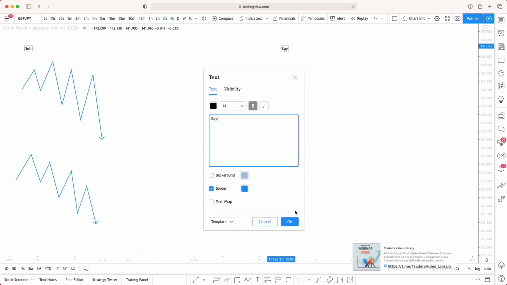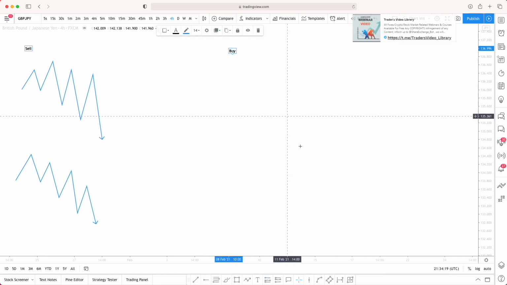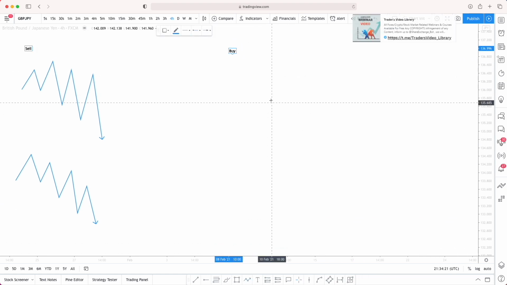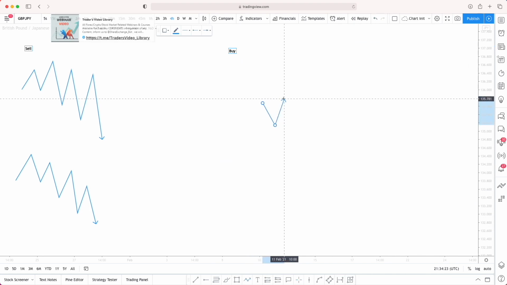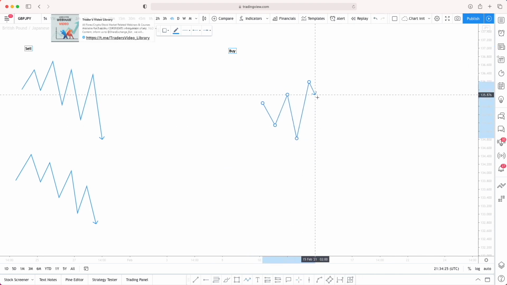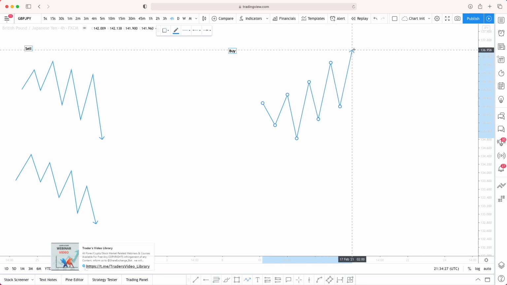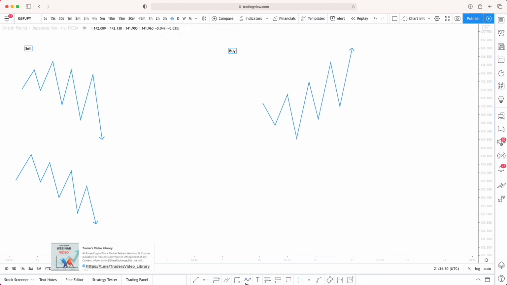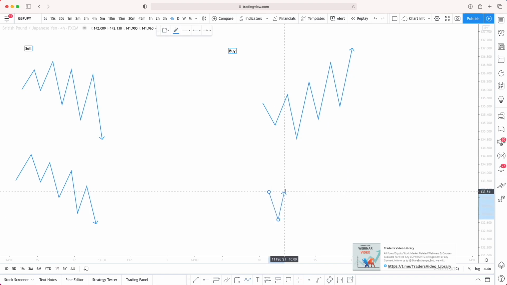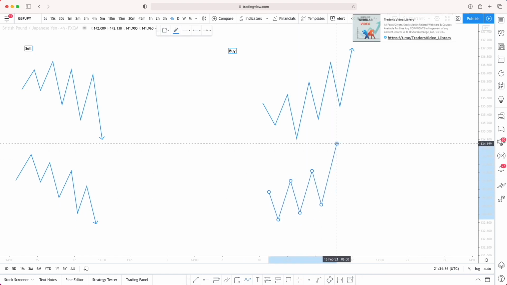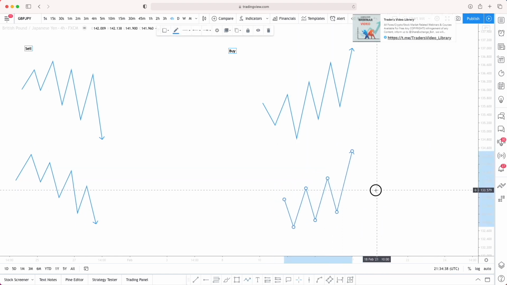So for a buy, we're looking here. Okay, so the first pattern is that, and the second pattern is, have I drawn this too close? No, it's fine. There we go.